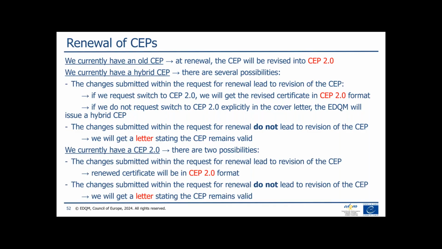If we currently have a SEP 2.0 and it will be renewed, and we submit a request for a renewal procedure, there are two outcomes, and this is different from what we had before. So if there are changes in the contents of the SEP that lead to revision of the SEP, the revised SEP will be in SEP 2.0 format. If there are no changes in the contents of the SEP, then the company will get the letter stating that the SEP remains valid.